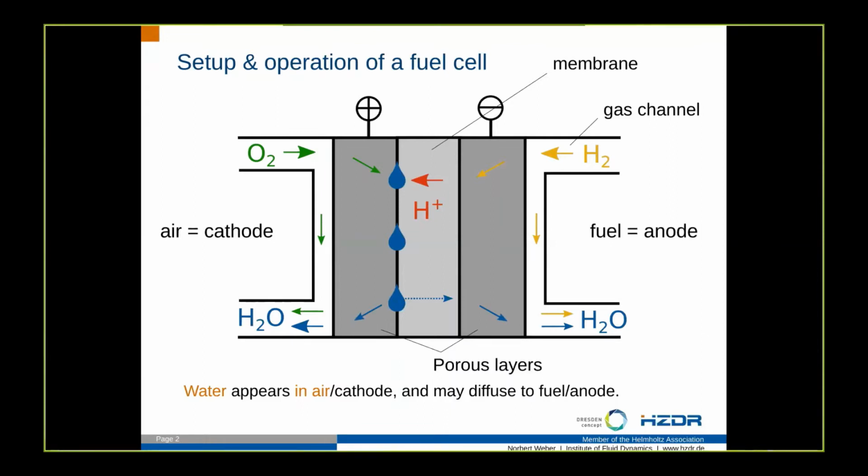Each of the electrodes consists of a porous media, as well as flow channels, which supply oxygen and hydrogen to the fuel cell. Basically only the hydrogen ions can cross the electrolyte layer and react then to water, which is transported out of the cell with the airflow. And the water can also diffuse to the other side of the fuel cell through this membrane.